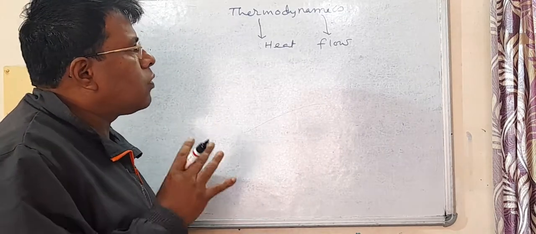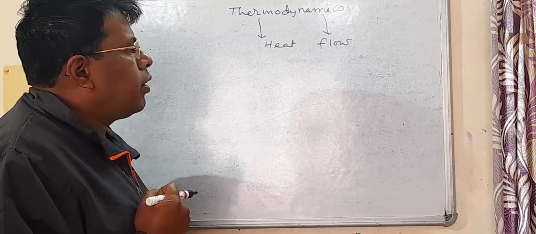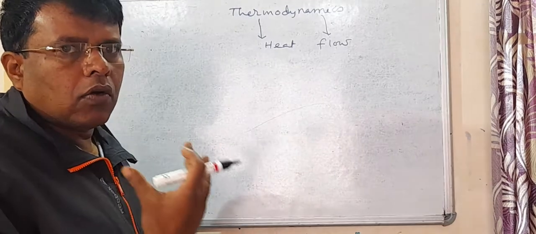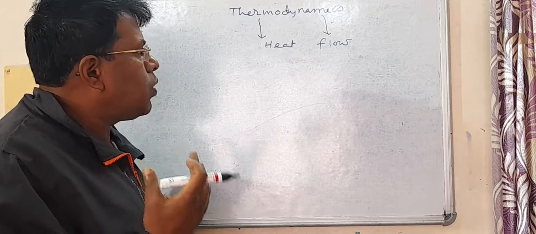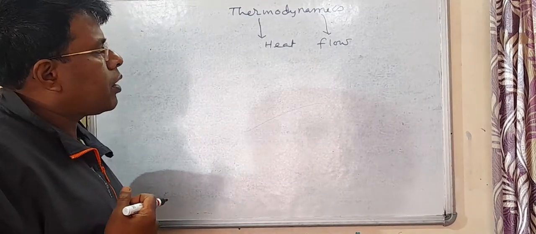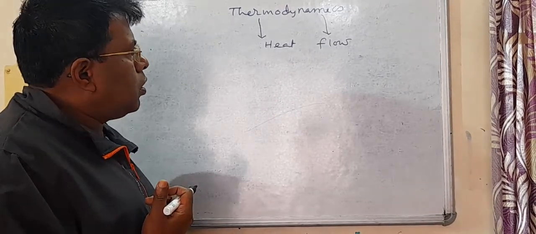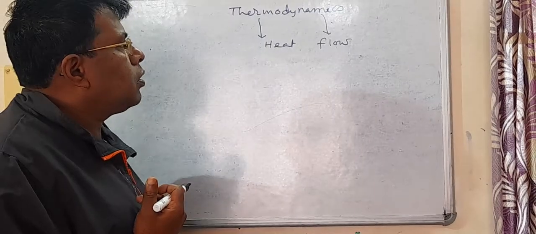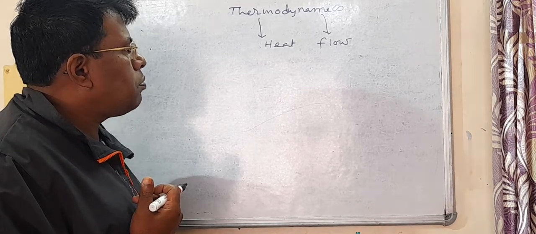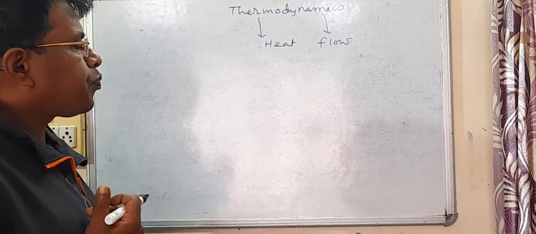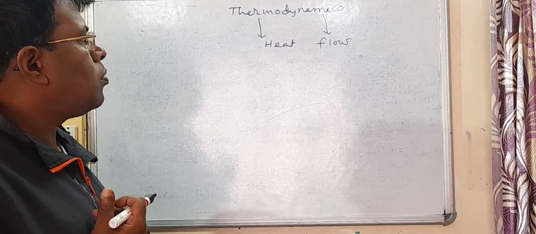What is the importance of this chapter? When heat is made to flow in a proper manner, we can get work out of it. We can get energy out of it. That energy we can make use in our useful purposes. So that is a basic thing in this chapter. Now, before we study thermodynamics, we should be clear with some common terms that are involved in thermodynamics.